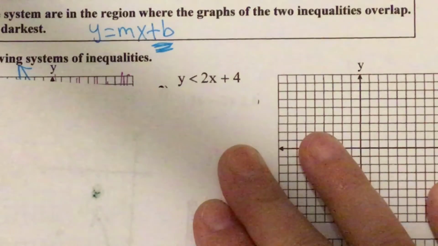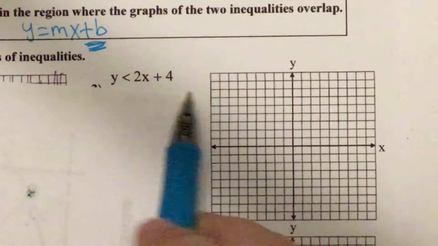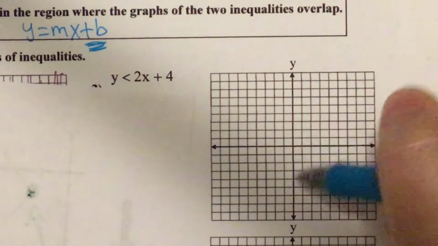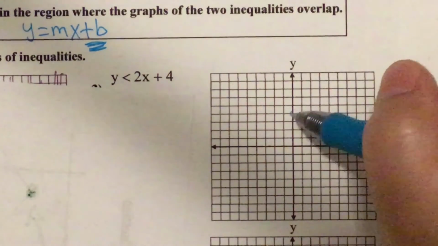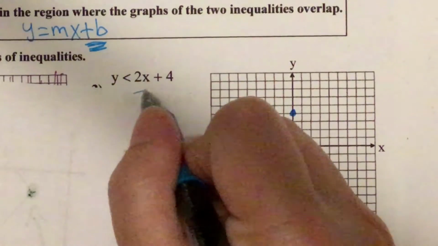Yep, y is by itself. Will it be diagonal? Okay, who's the y-intercept? 4. It's behind the x. Okay, so let's go up to 4 on the y-axis. So 1, 2, 3, 4. Remember, this 2 is understood to be over a 1.